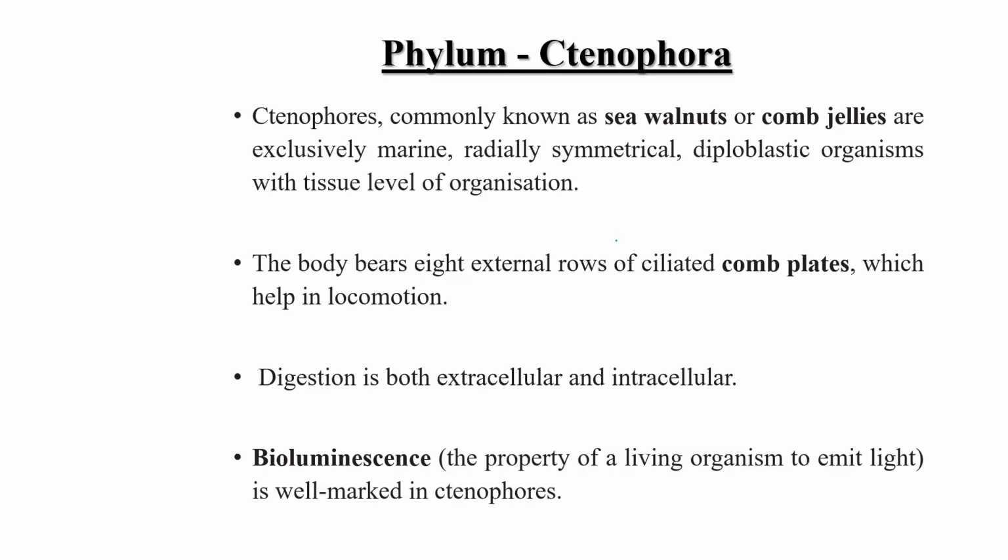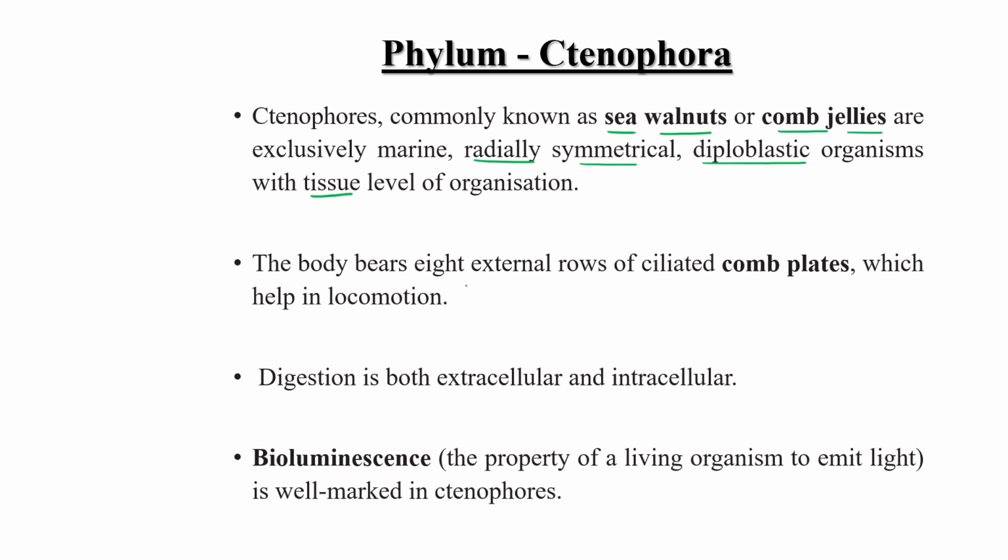Now the next one is Ctenophora. Ctenophora is commonly known as sea walnut or comb jelly. These are exclusively marine in nature. They have radial symmetry, are diploblastic organisms, and have a tissue level of organization. Diploblastic means they have ectoderm and endoderm only. They don't have mesoderm.